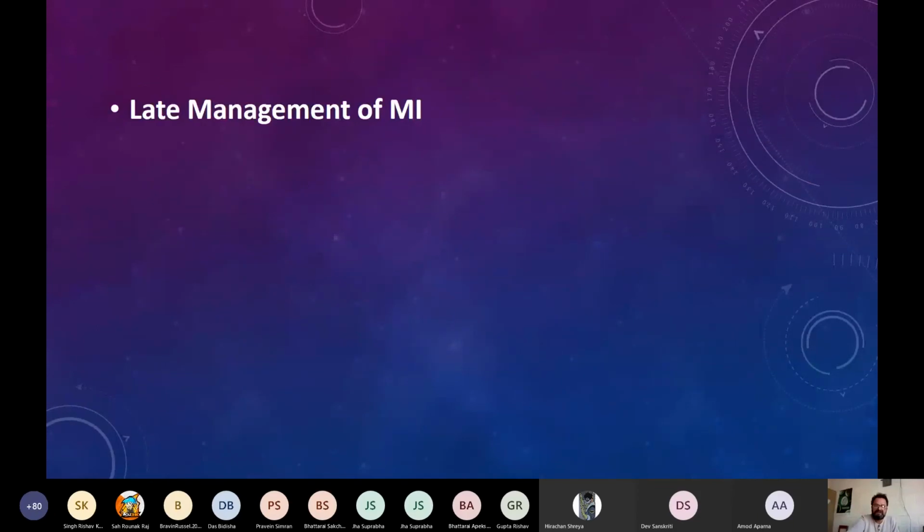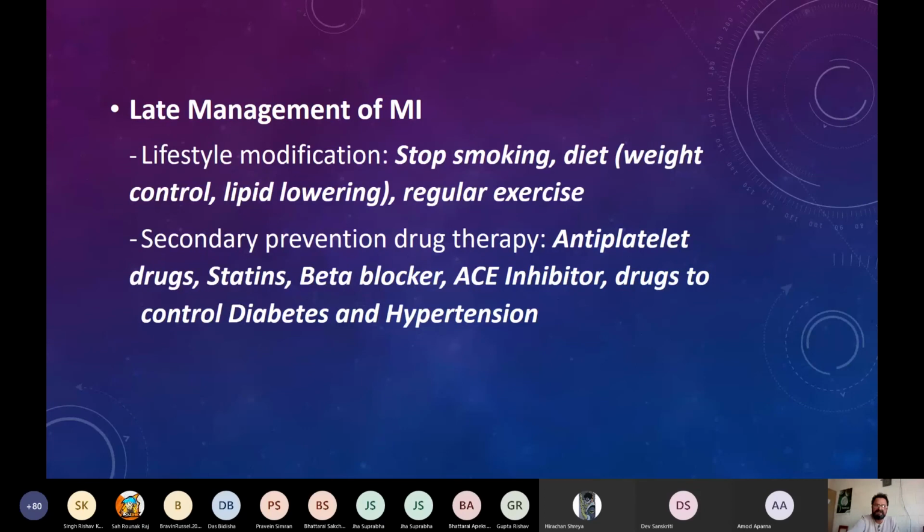So apart from this early management, there is late management. Now you have saved the patient's life, so the risk of that patient dying is quite low. So there you ask the patient for lifestyle modification: stop smoking, diet, weight control, lipid lowering drugs, regular exercise. The fatty diet, and all the modern diets we have, are a cause of this MI. So we have to explain these things to the patient.